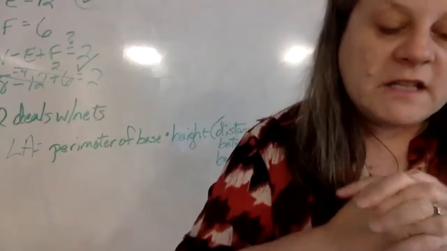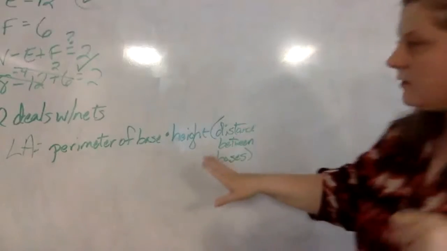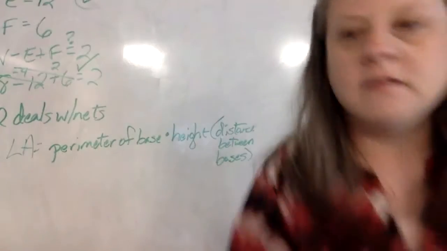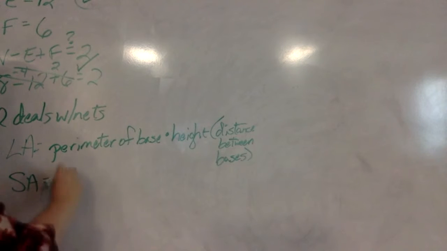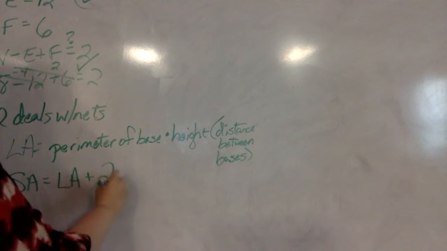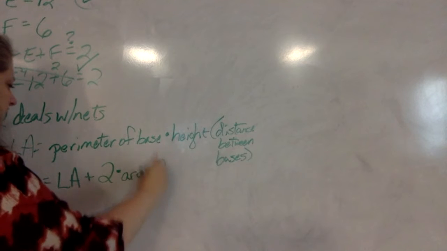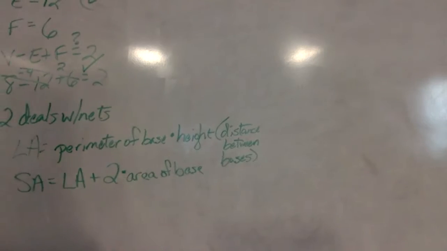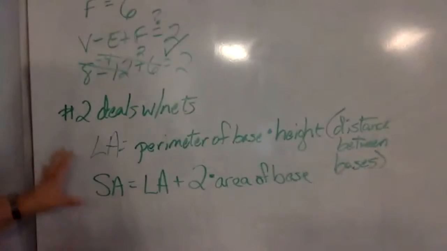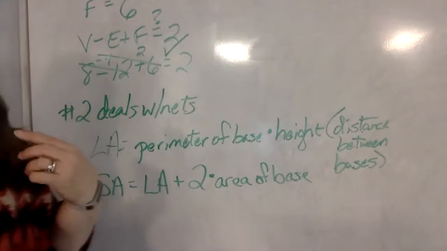Okay? Then it talks more about surface area. The surface area is your lateral area. Surface area is the lateral area plus 2 times the area of the base. Okay? So what I have up here on the board is for our prisms.